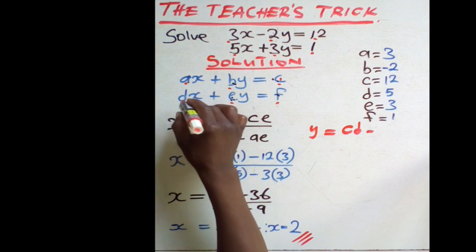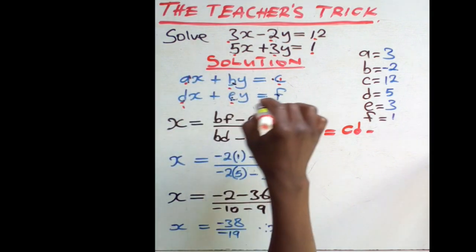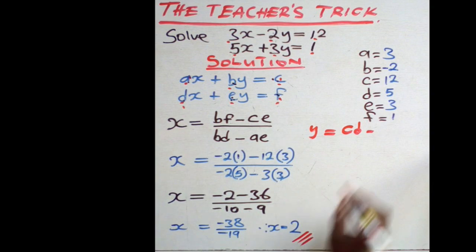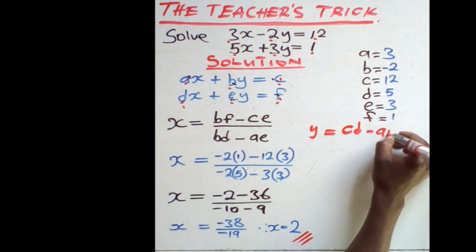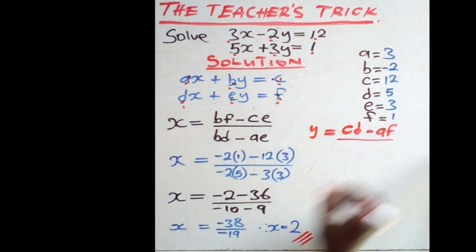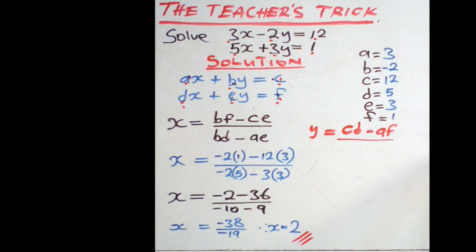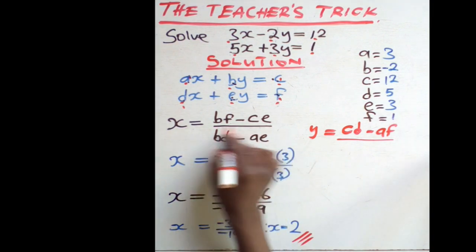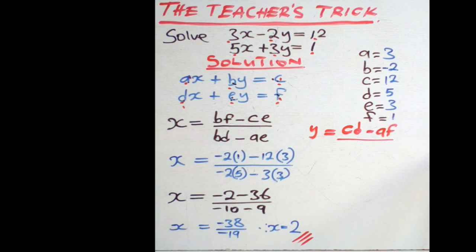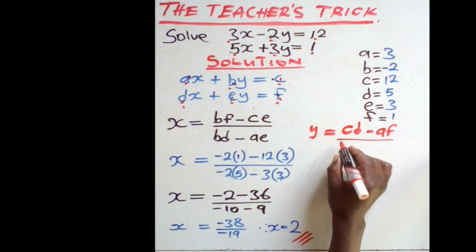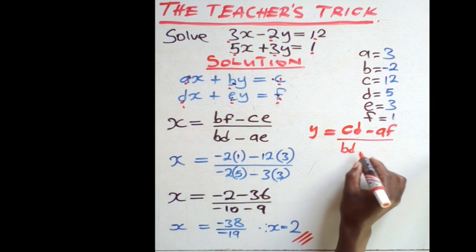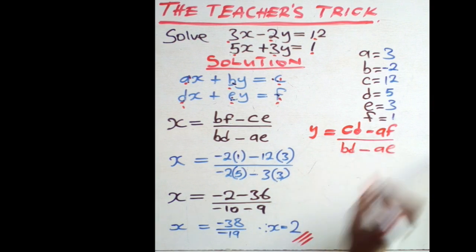So now the next one is going to be this a times that f. We get af over, in the denominator it's just the same thing, so the denominator is maintained as bd minus ae. So we have a bd minus ae.